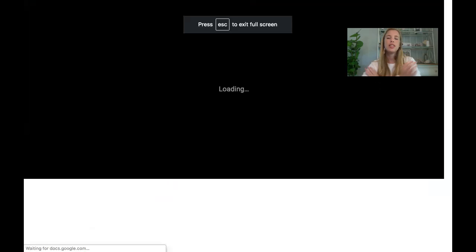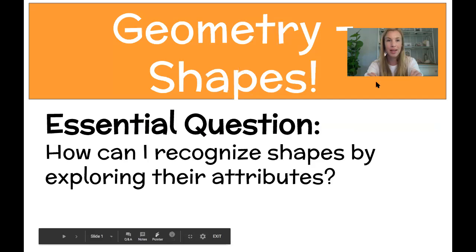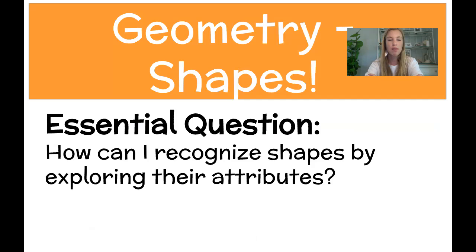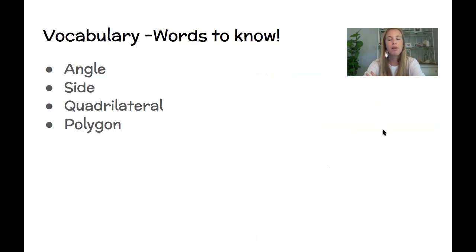All right, so today begins our geometry unit. And when we talk about geometry, we're gonna start talking about shapes, okay? Different shapes. Our essential question for today is how can I recognize shapes by exploring their attributes? Those are a lot of big words. What this really means is how can you figure out what a shape is by looking at its sides and looking at the points that it has. So the sides and the points, or the sides and the angles. All right, we just watched our video. Now these are some keywords that we need to know when we talk about geometry.